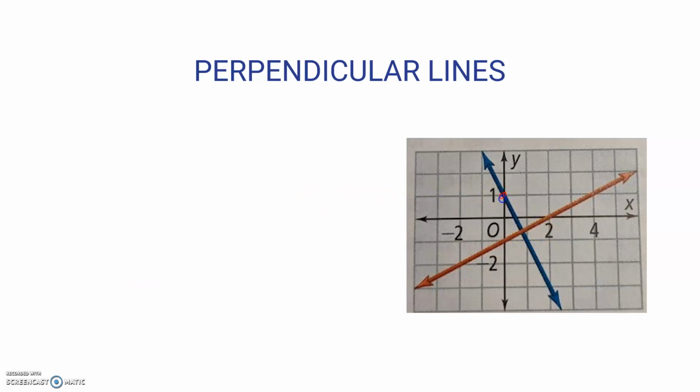For our blue line, our y-intercept is 1. And so we have y equals plus 1 is our y-intercept, and then our slope for this line is down 1, 2, and over 1. So that would be negative 2 over 1. So there's our equation for the blue line.